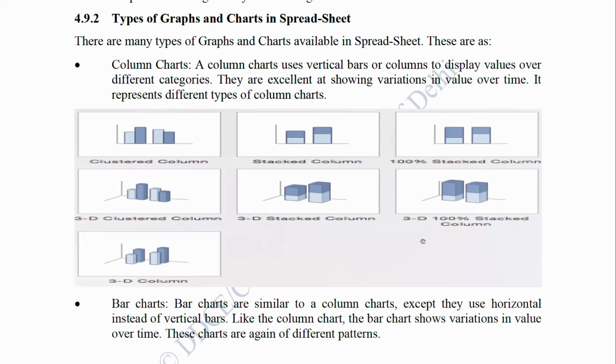4.9.2 Types of graphs and charts in spreadsheet. There are many types of graphs and charts available in spreadsheet. These are as follows. Number 1, column charts. A column chart uses vertical bars and columns to display values over different categories. They are excellent at showing variations in value over time. It represents different types of column charts.